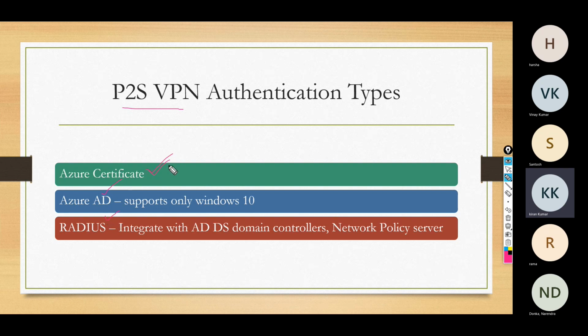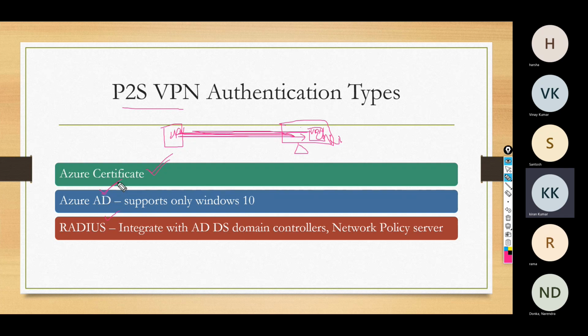So what is a certificate? You install and configure a public and private certificate. The public certificate is available under Azure VPN, and the private certificate you install on your laptop. Whenever you try to connect with the Azure VPN client application, Azure VPN checks whether that certificate is valid or not. If it is valid, it won't ask for any user ID and password. It will directly connect and establish the communication. That is Azure certificate authentication.